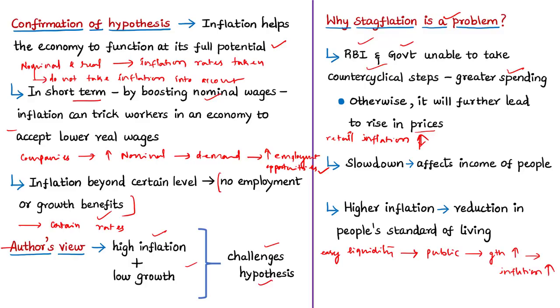Then the next problem of stagflation is that the slowdown in the growth rate could affect the income of the people. That is, when there is a higher rate of inflation, it could cause a reduction in the people's standard of living. So these are certain problems that arise due to stagflation. Now, we'll see what can be done to come out of this stagflation situation.